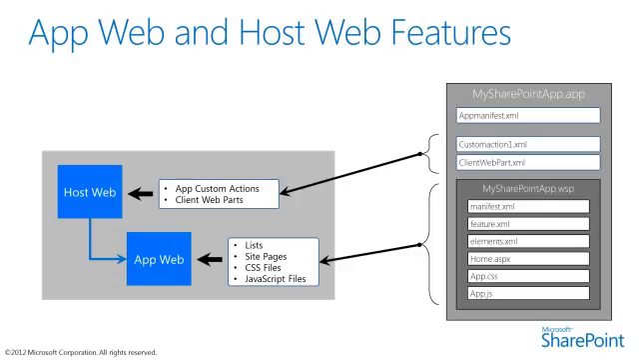App custom actions allow your app to add custom controls to the ribbon and custom menu items to the various menus such as the file item menu within a list. Note that the custom actions available to the apps are only a subset of the custom actions available when creating a sandbox solution or a farm solution. There's a more complete discussion of the client web parts and the app custom actions in later lectures.